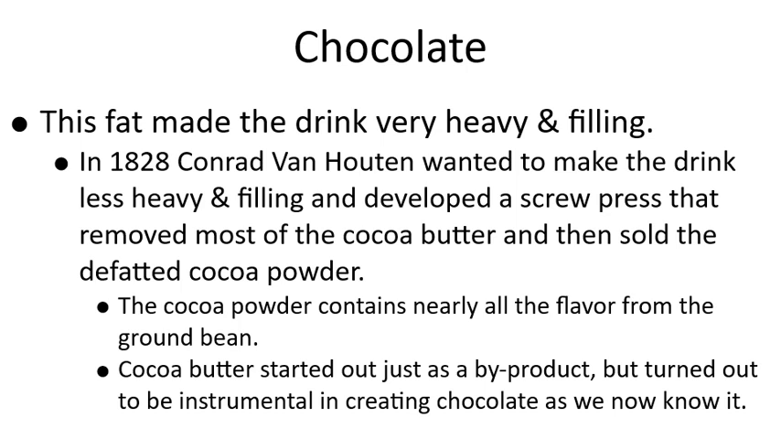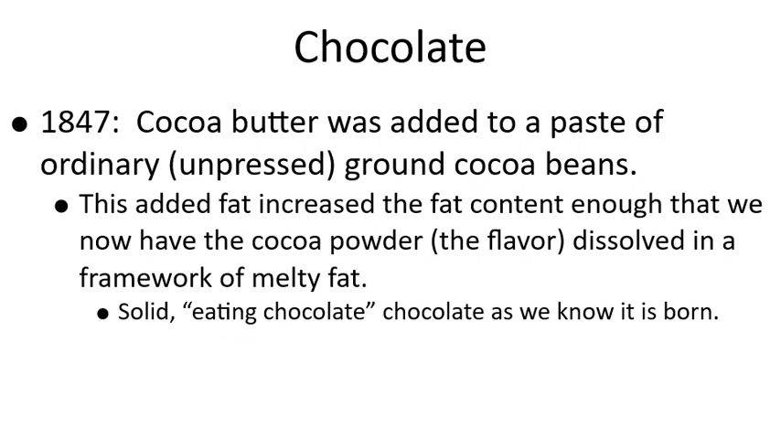The cocoa butter starts out as just being a byproduct that Van Houten needs to get rid of, but it turns out to be instrumental in creating the solid chocolate that we know and love today. In 1847, cocoa butter was added to a paste of unpressed ground cocoa beans. Because the ground cocoa was unpressed, it contained all the original fat, and now even more fat, previously pressed out of a different batch, is being added. This added fat increases the fat content enough that we now have all the flavor of the cocoa powder dissolved into a framework of melty fat. And it is the first production of a solid, eating chocolate, although it's still a relatively bitter, dark chocolate.